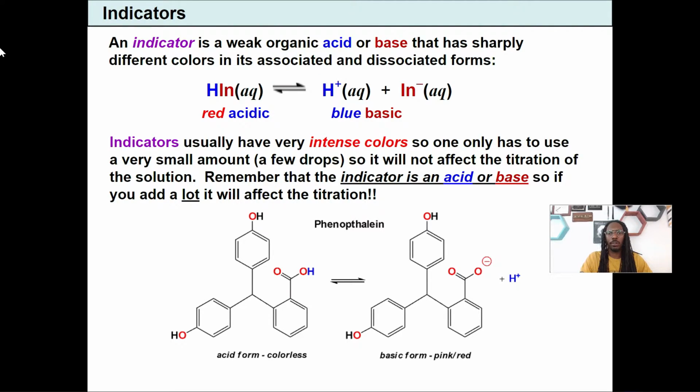Very common one is phenolphthalein. Most Chem 1, Chem 2 labs are going to have phenolphthalein. And this is what it looks like normal, the acid form of it. And then once it reaches that equivalence point or that basic form, it turns to that peak red. So if you guys ever did your acid base titration before and it changed to this pink red, you probably used phenolphthalein. All right, so that's probably what you used as your indicator.